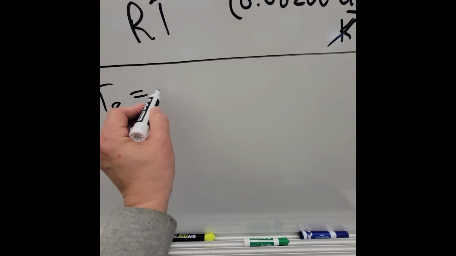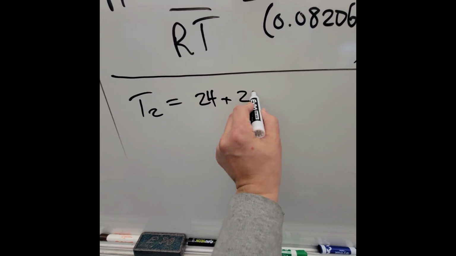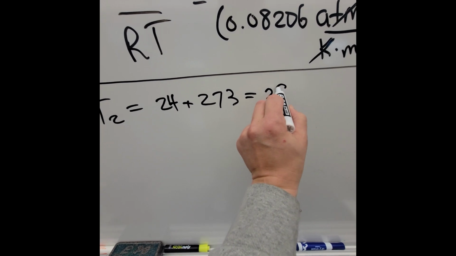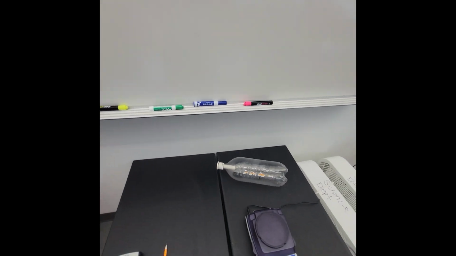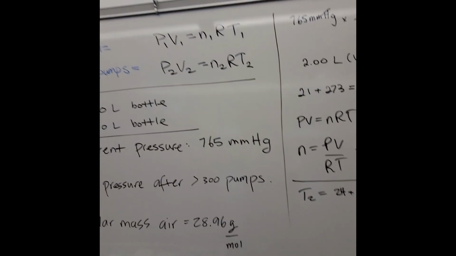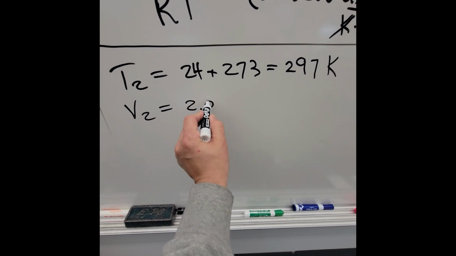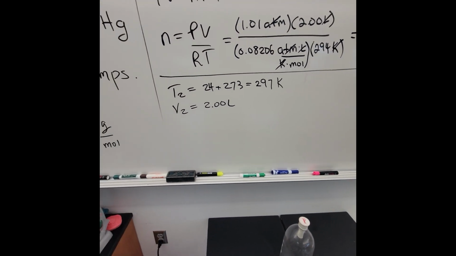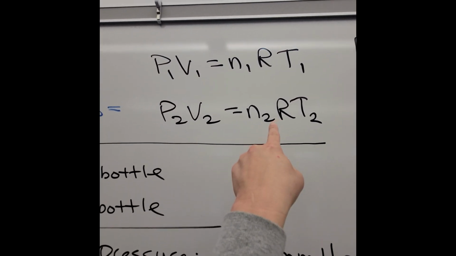T2 is 24 degrees. Let's add 273 to that. And we're going to get 297 Kelvin. What else do we need? The volume hasn't changed, so I'll stick that back in there. V2, still a 2-liter bottle. And we need temperature too. Oh, we just got that, sorry. Wait, number of moles. So we need to find N2.